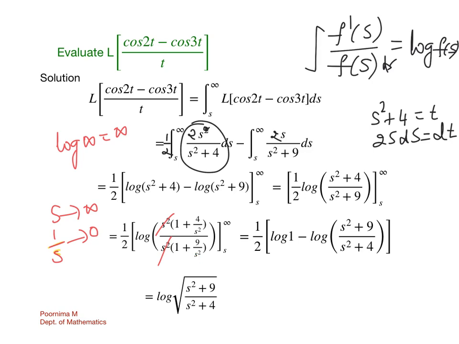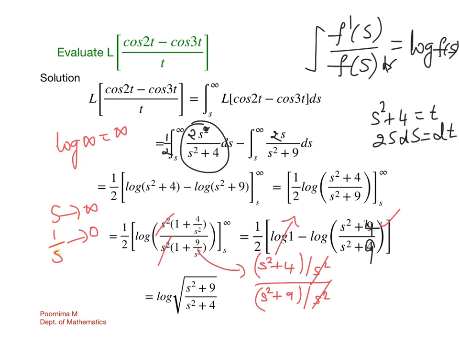by s square. And while you are substituting, you can simplify and write. So it can be written as s square plus 4 divided by s square in the numerator. Similarly, s square plus 9, if you take LCM, divided by s square, because s square to s doesn't change the term. Then s square gets cancelled, you get s square plus 4 divided by s square plus 9. Then since log 1 is 0, and you can take this minus to the power.